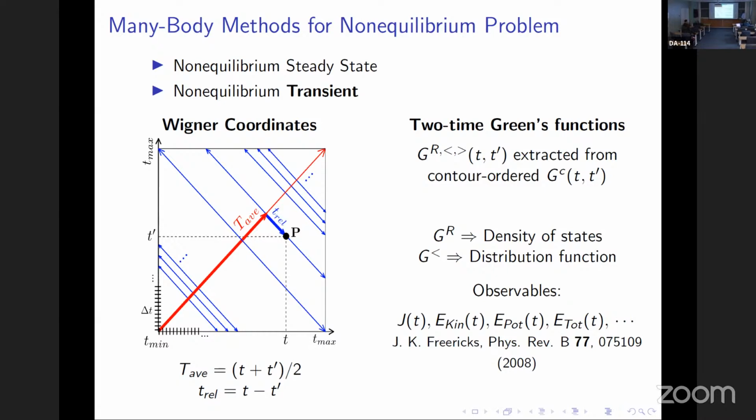And typically then, you get all your physical observables from the contour-ordered Green's function. The retarded Green's function, for instance, is going to give you your density of states. The lesser Green's function is going to give you the distribution function. And from these Green's functions, you can extract all the observables that you care for: the current, the kinetic energy, the potential energy, and so on. You can calculate all these observables from the Green's functions.